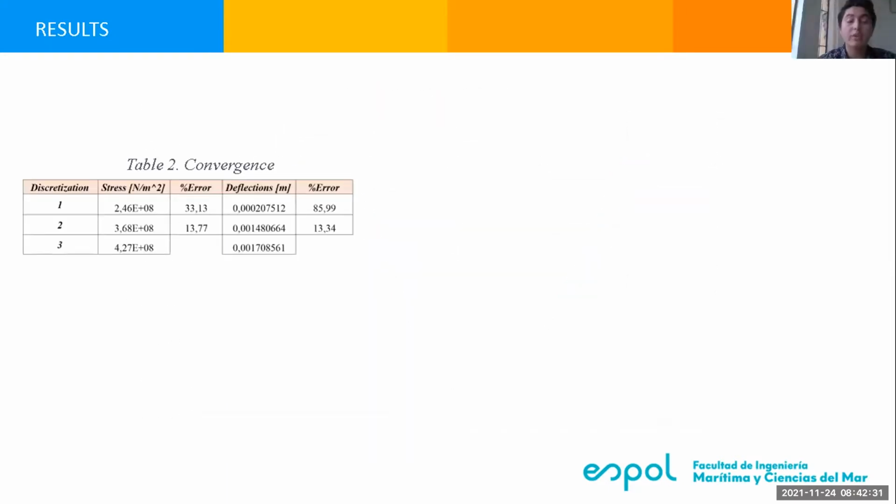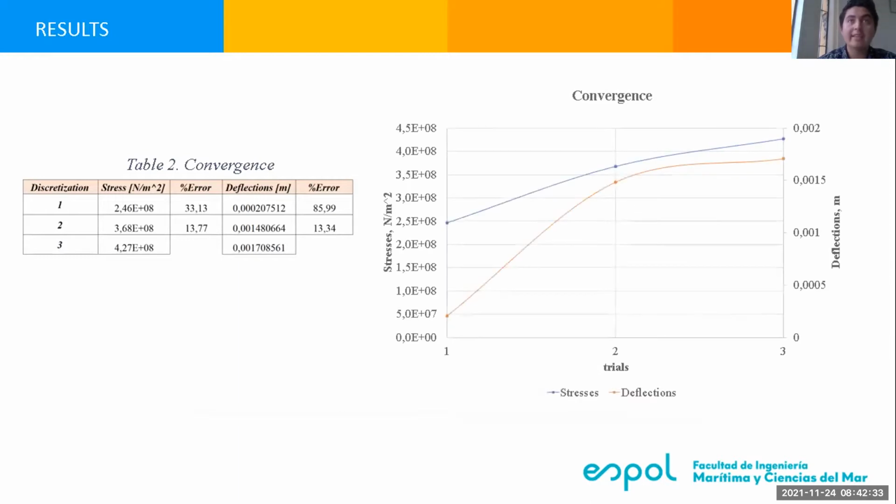Then we have the convergence table. And as we can see, we had 3 discretizations, 3 trials. And as we can see in the graph, the convergence is approximated with trial 2. As we can see in the results, the error was measured for all trials with the deflections and with the stresses. And we can see by statistics the convergence of the method.